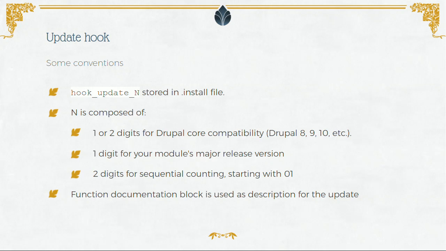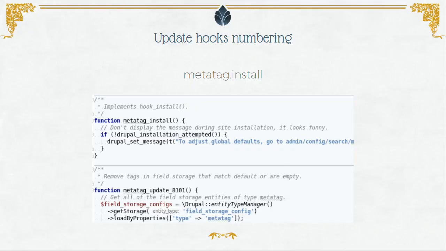The last two digits are just the sequence numbers, so the sequence can be used only once. And last but not least, the function documentation block on top of the update hook is used to identify the hook name or what the hook is going to do. We use that in Drush and the update UI. If we look at metatag.install in contrib, this is the install file. As you can see, we have an install hook here, and the first hook_update_N is 8101, because it's the 1.x version of Metatag, compatible with Drupal 8. This is the first hook, and it changes some field storage settings.